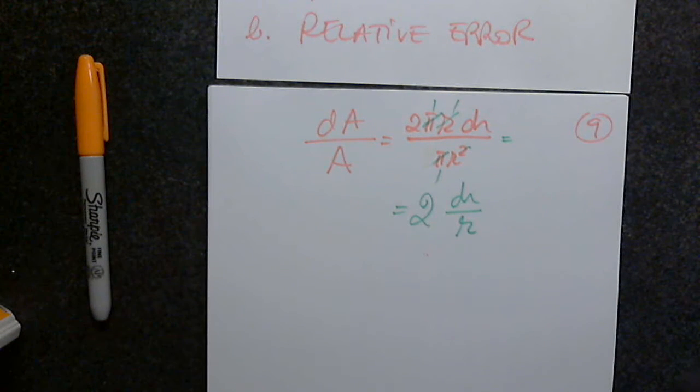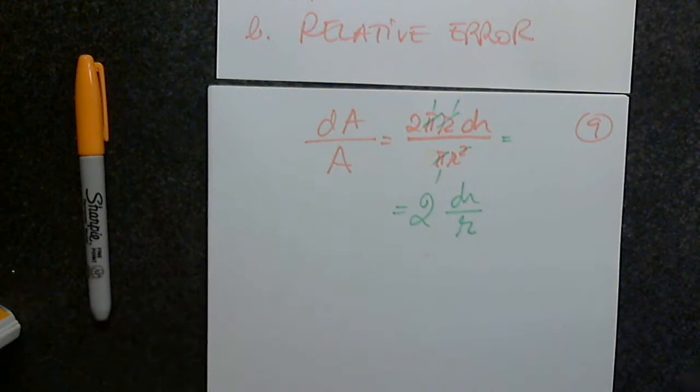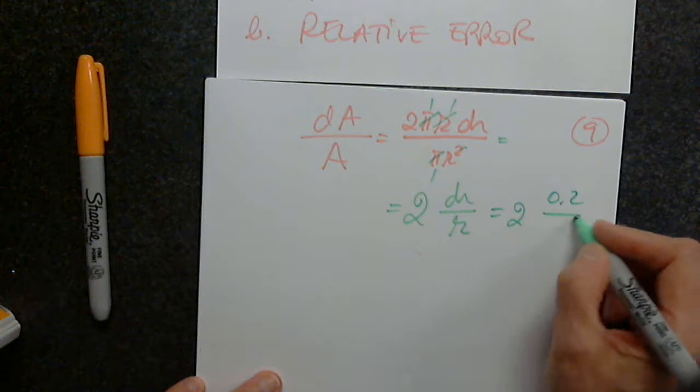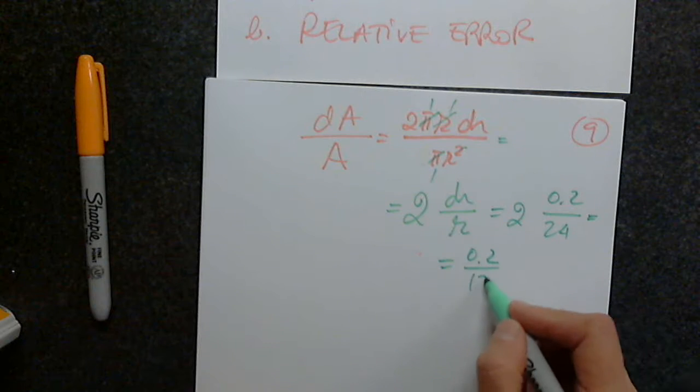What does this mean? The relative error triggered by 0.2 error in the radius is twice the relative error in the radius. One more time. The relative error in the area is twice the relative error in the radius. And now we can determine the exact, which is 2.2 divided by 24, whatever that is. I'll simplify by 2.2 divided by 12.